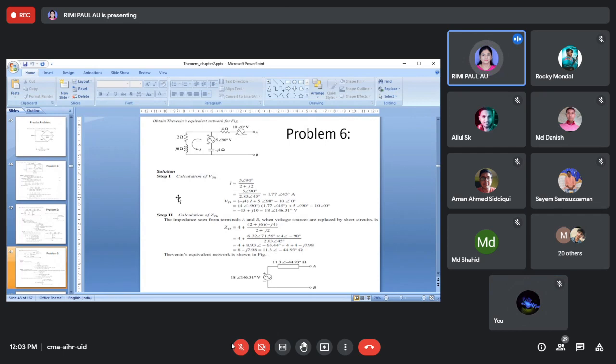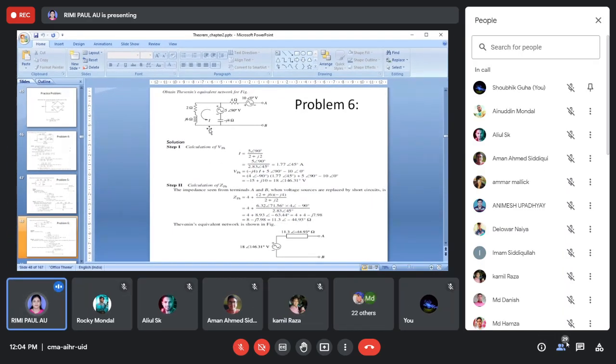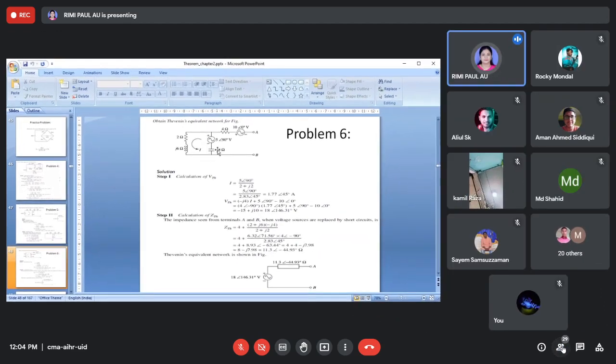Okay. So first we'll find out what is the value of current. If I find out the current, then I can find out what is the drop here. So VTH. First we find out the value of current, 1.77 angle 45 degree. Right. So first you can see that this is polar form, this is rectangular form. It is first converted from rectangular form to polar form. Then we have got this value.